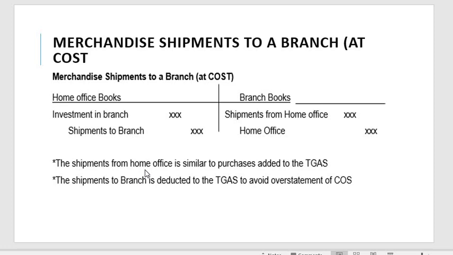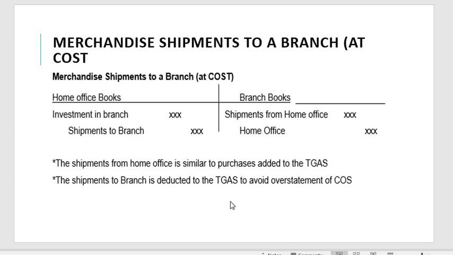So, the shipments from home office is similar to purchases. So, si branch, when it prepares its separate financial statement, si purchases at si shipments from home are added to determine the total goods available for sale. That's purchases, that's from outsiders, and yung shipments from home office, that's internal, that's from home office. Okay, so the shipments to branch account naman in the books ni home office are to be deducted to determine the total goods available for sale.